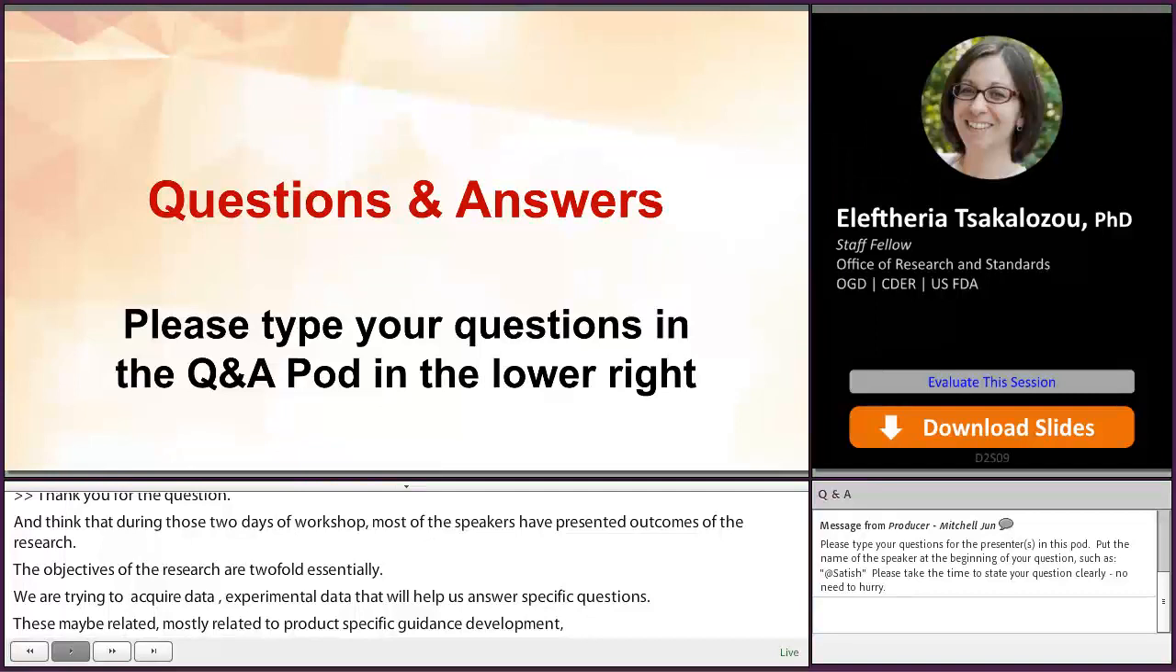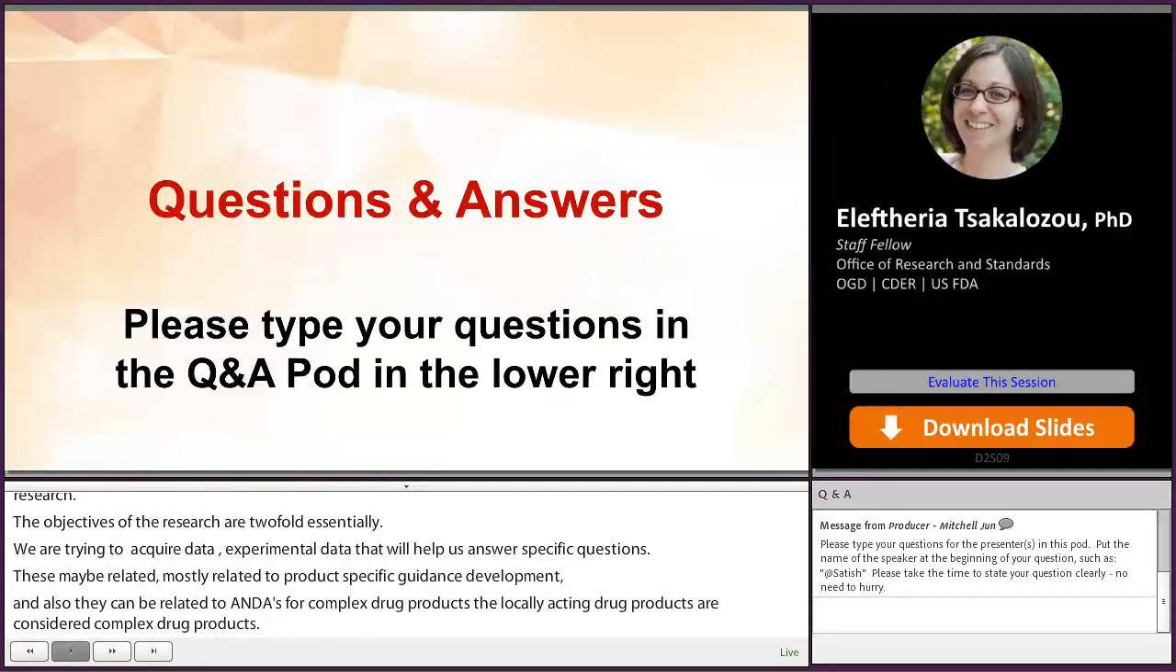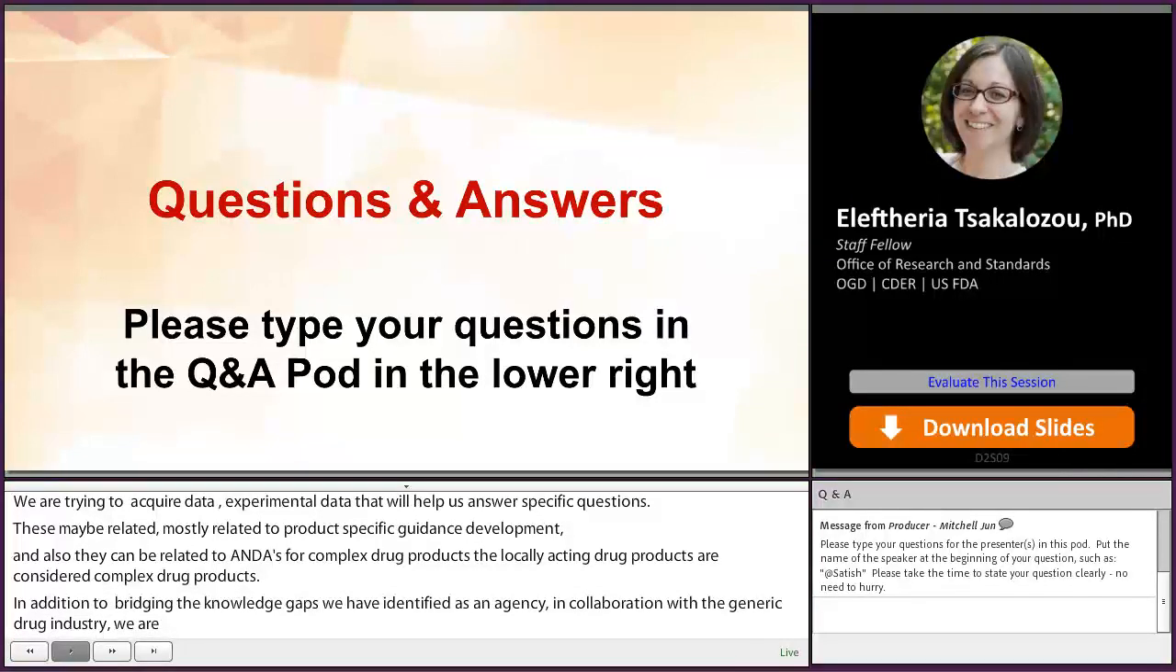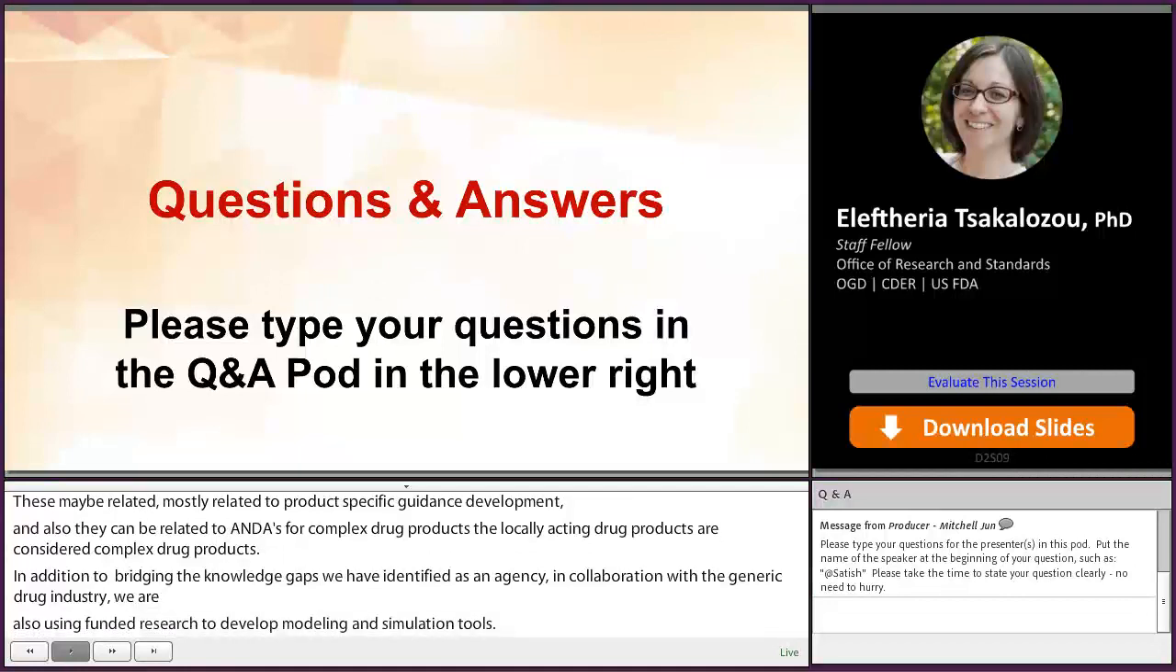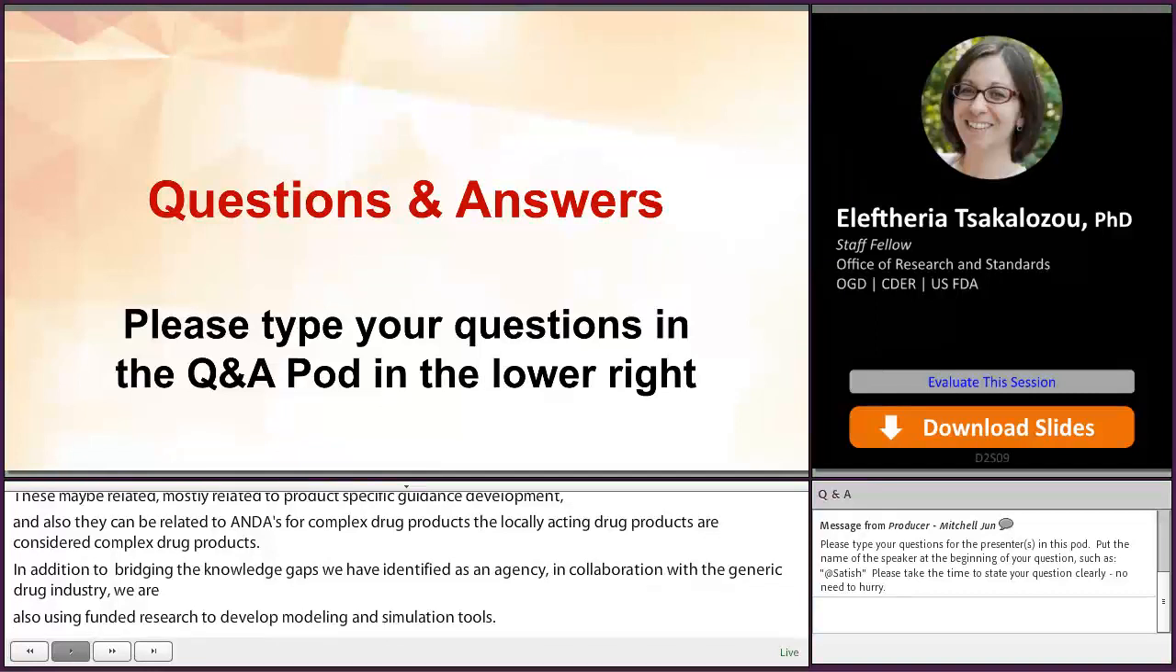However, in addition to bridging the knowledge gaps that we have identified as an agency in collaboration with the generic drug industry, we are also using GDUFA funded research to develop modeling and simulation tools. These modeling and simulation tools, when they are combined with the data, the knowledge that will be acquired by the rest of the GDUFA-funded studies, can actually help us have in hand tools that will support alternative BE approaches. And these alternative BE approaches can help reach approval for complex drug products.